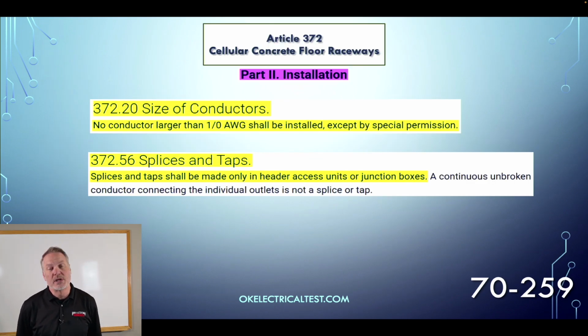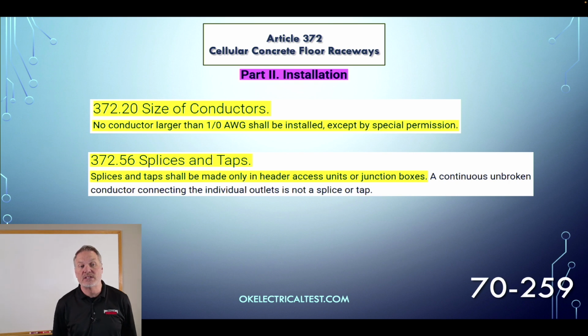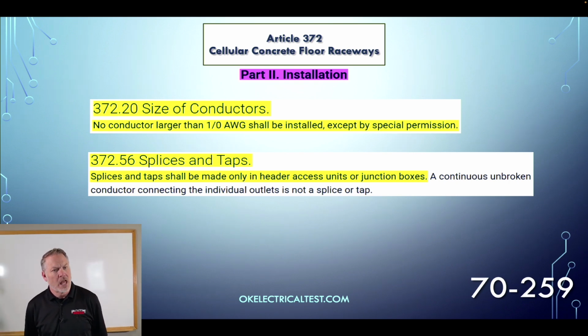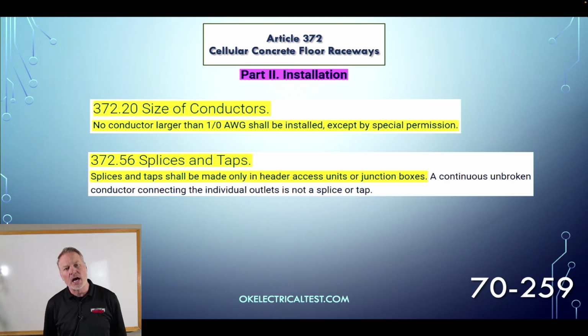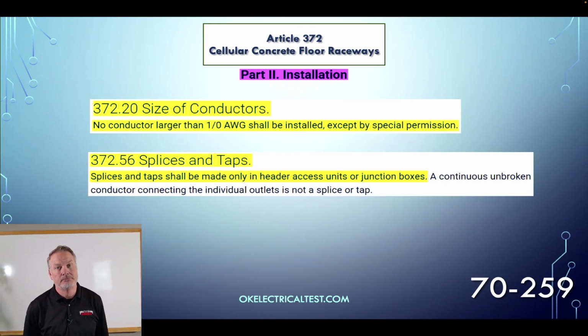Let's go to Article 372. Article 372 is cellular concrete floor raceways. And we're going to jump under Part 2 installation to 372.20, size of the conductors. No conductor larger than 1/0 shall be installed except by special permission. And so typically if I need that type of special permission, I probably want to get written permission so I've got documentation and backup in case something goes wrong down the line, right?